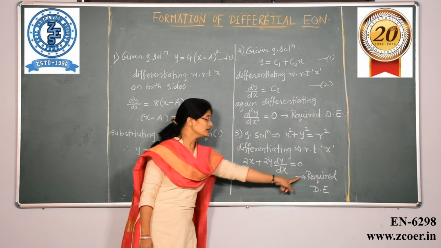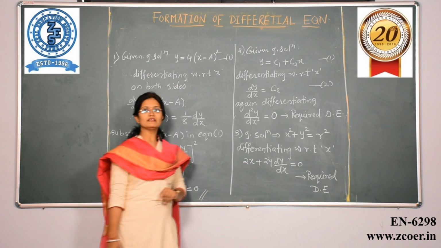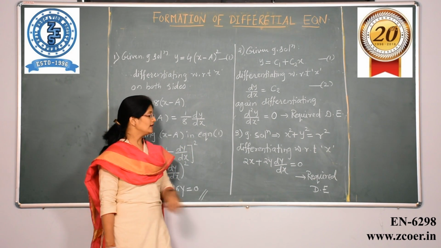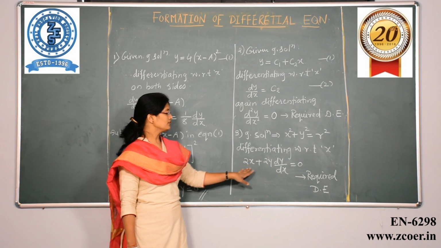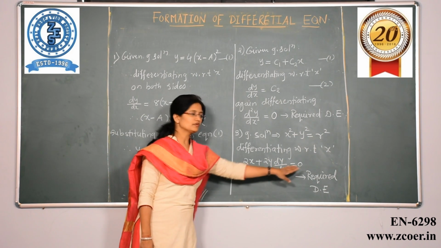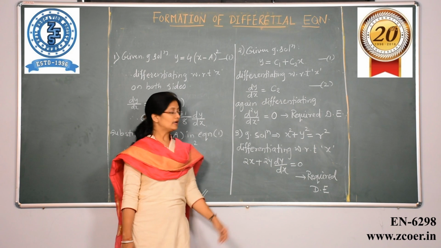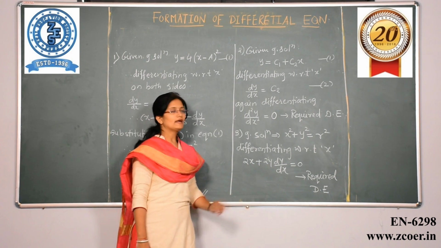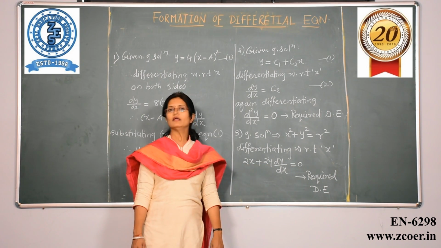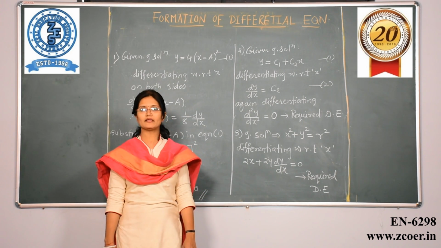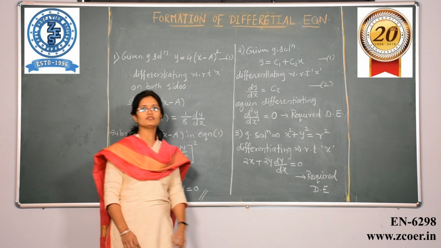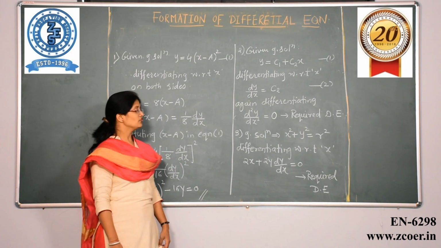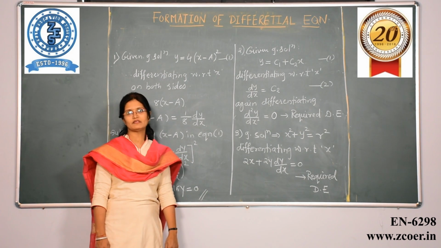So we have eliminated the constant which is present in the given general solution, and we have obtained the differential equation, that is 2x plus 2y dy by dx equals 0, or you can eliminate this 2, and the final solution we get is x plus y dy by dx equals 0. I hope you have understood how to form the differential equation from the given general solution.